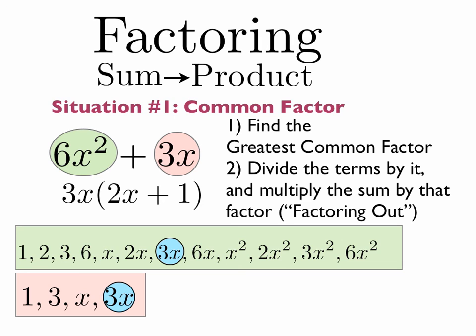So find the greatest common factor, divide both terms by it, and then multiply that sum by it. You'll get a result that's the same, but written as a product instead of a sum.